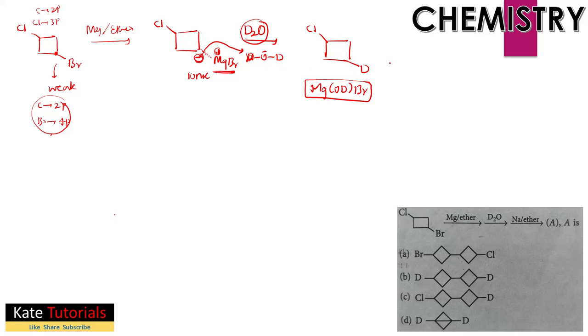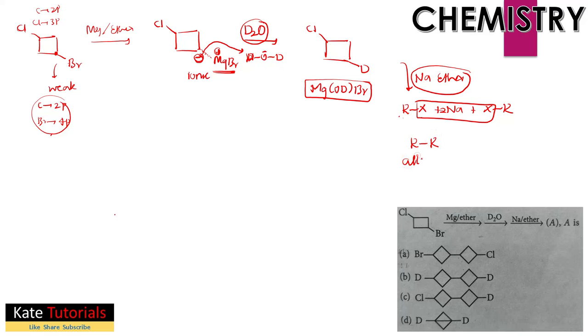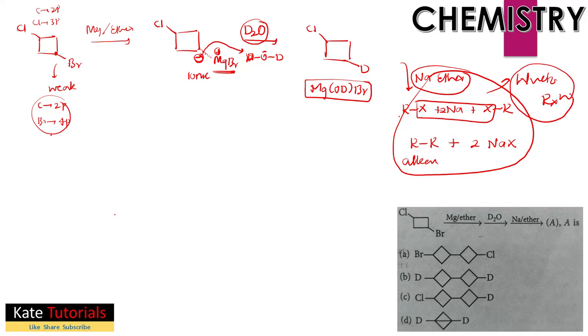Further, they are adding sodium in the presence of ether. We know that whenever an alkyl halide RX is there in the presence of sodium, if two molecules of alkyl halide are there, there will be removal of sodium chloride or sodium bromide. So can I write it like this? An R-R bond will be formed, that is, we will get an alkane, along with two molecules of NaX liberated. This reaction we call the Wurtz reaction. The same thing they have asked in JEE also.